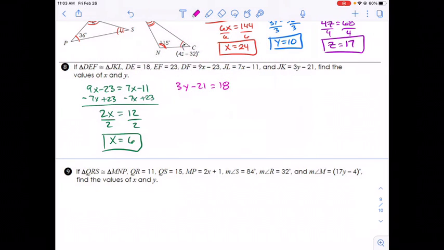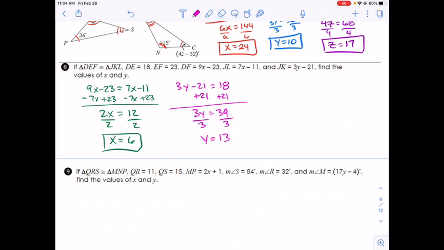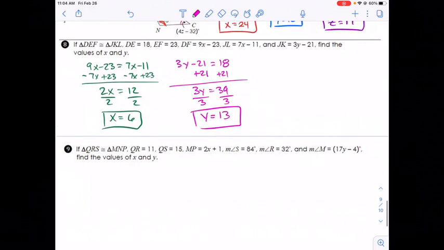Now we'll go do our next one. We're going to add 21. 3y is equal to 18 plus 21, which will give us 39. Divide by 3, y is equal to 13. So our answers are x equals 6 and y equals 13. So notice we didn't even need to use EF, which was 23. All right, let's look at the last one here.